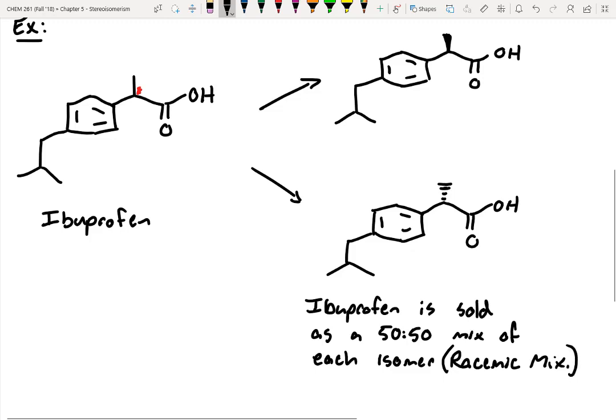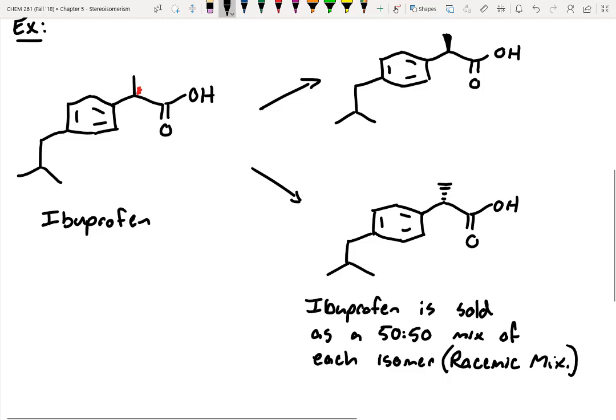All right, you can, if you wanted to, give somebody only one isomer, so maybe you only give them the top one, that works. Or you can only give them the bottom one, that works too. They have marginally different efficiencies in your body as an anti-inflammatory drug, but not enough where it's worth the effort, time, or money to separate them out, so they just sell it as a 50-50 mixture.